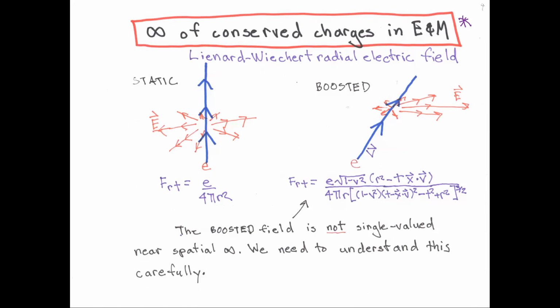Okay. Here we have a static charge, electric field goes like 1 over r squared. Now here's what happens if we boost the charge. This is the boosted field, which you can look up in your electromagnetic textbook. But one of the interesting things that surprised me when I realized it, though people have been aware of this for centuries: if you just take r to infinity, this expression is not single valued. It depends on how you get to r goes to infinity.